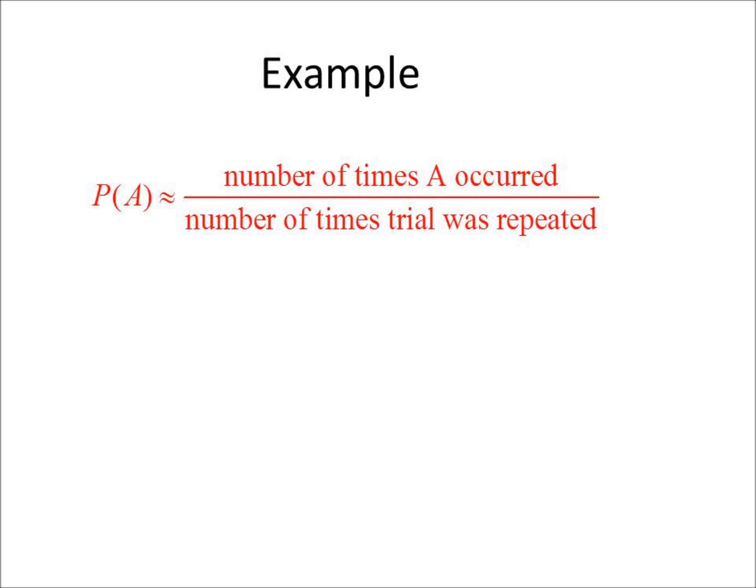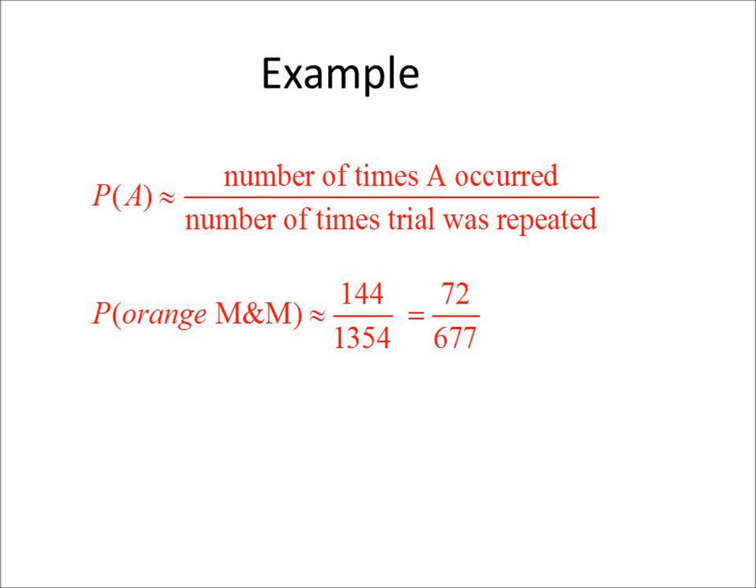So the probability is 144 divided by 1,354. It reduces to 72 over 677, or we can write it as a decimal, rounded to 3 places, 0.106 or 10.6%. This value is greater than 0.05 or 5%. So selecting an orange M&M out of 1,354 M&Ms is not unusual.